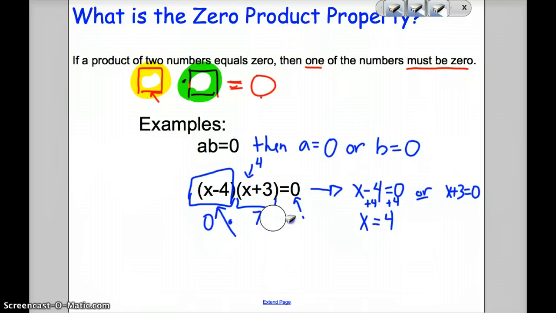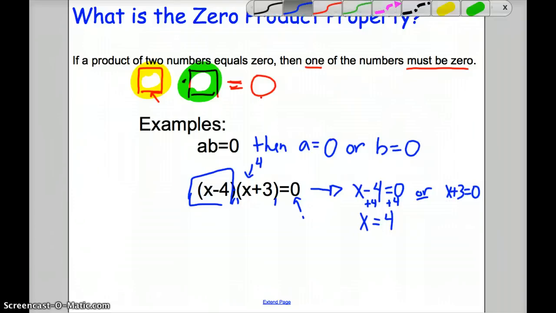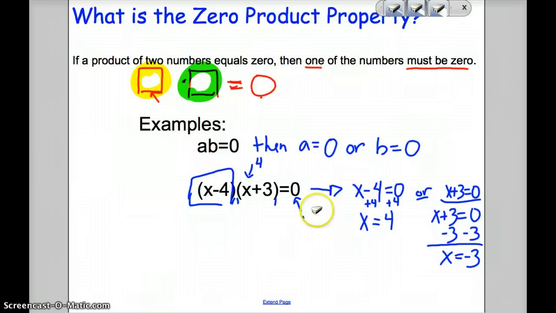Now, the other solution to this equation is, if this guy was zero, this guy over here. So we're going to take a look at what makes this zero by solving this equation. So x plus 3 equals 0, solve it by subtracting 3, one quick step, and we see that x should be negative 3. So there's two solutions, one when x is 4 and one when x is negative 3.